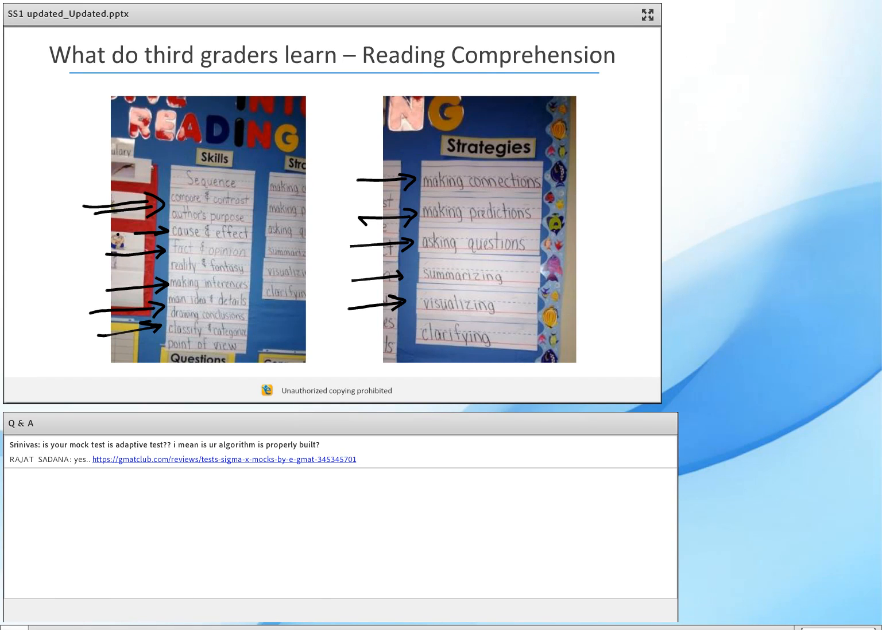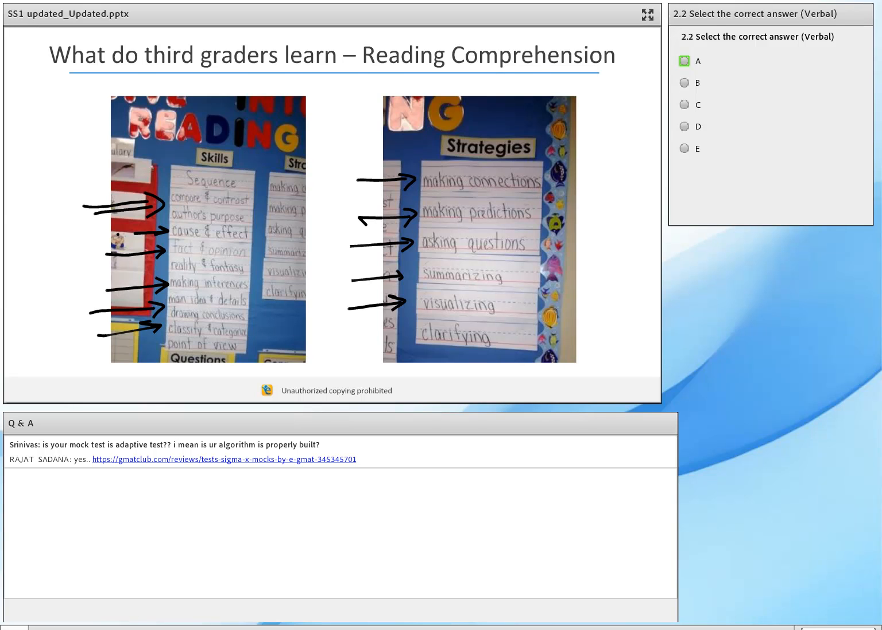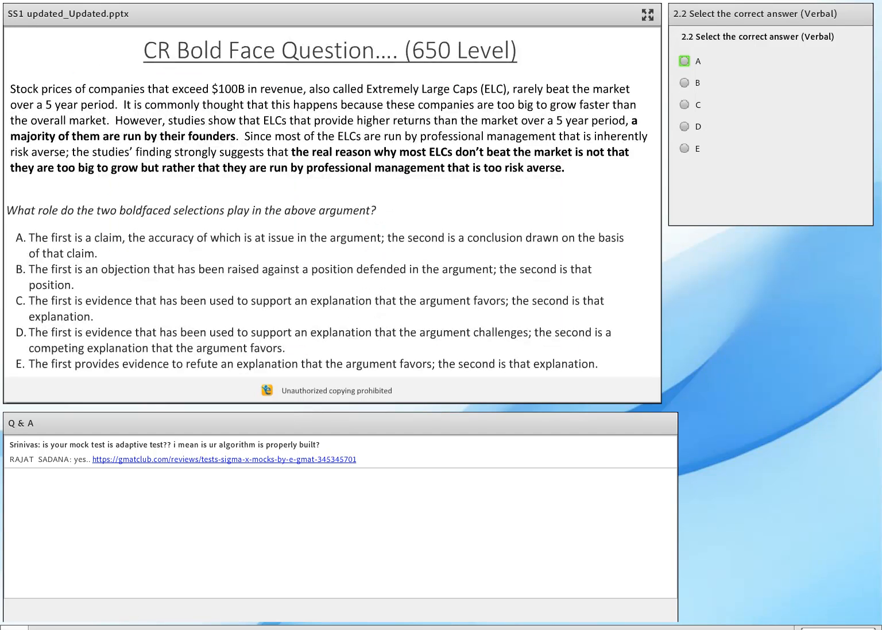So by the way, the Indian education system doesn't suck. It's just that it has a different focus. The advantage that you have in quant is the same advantage Americans, Britishers, and Canadians have on the verbal side of things. So again, here's a boldface question.